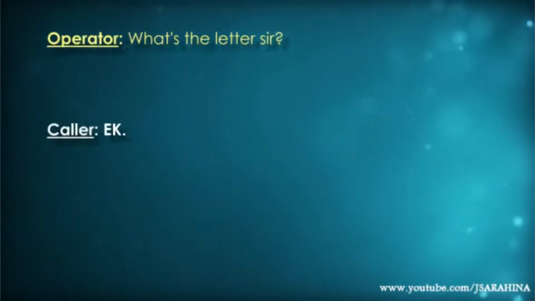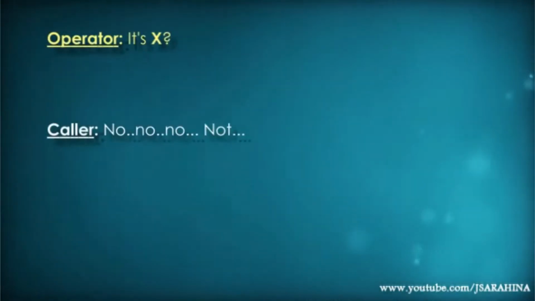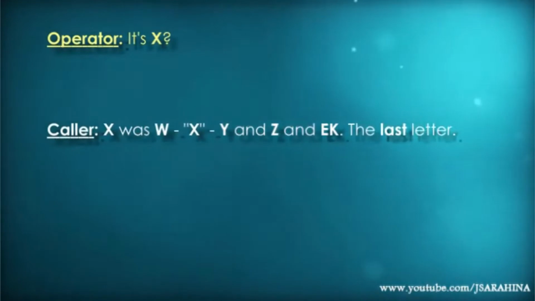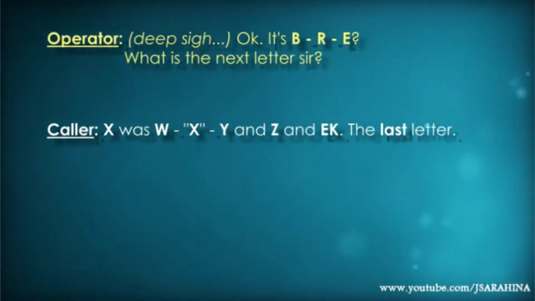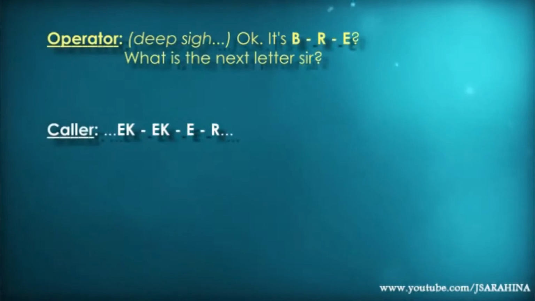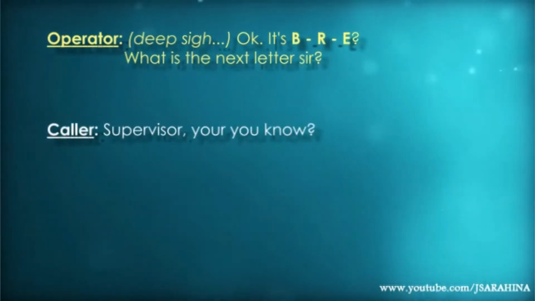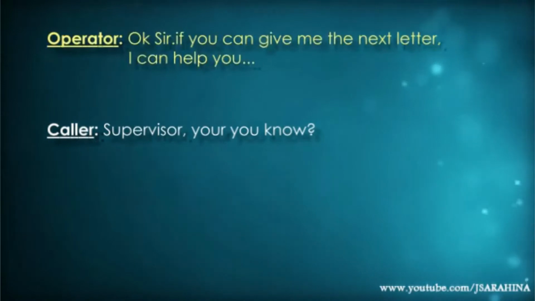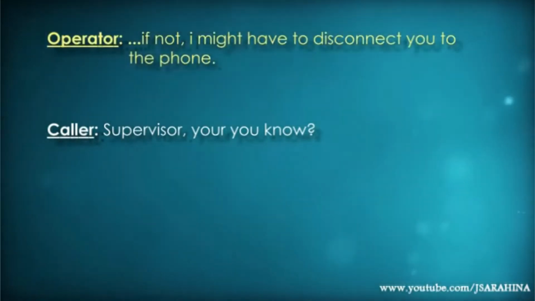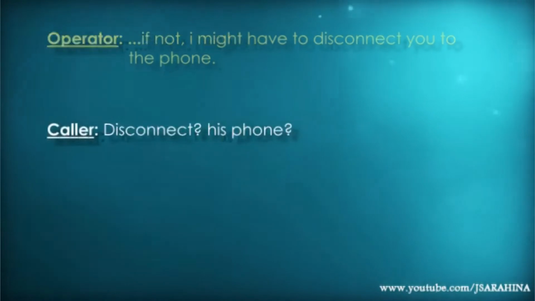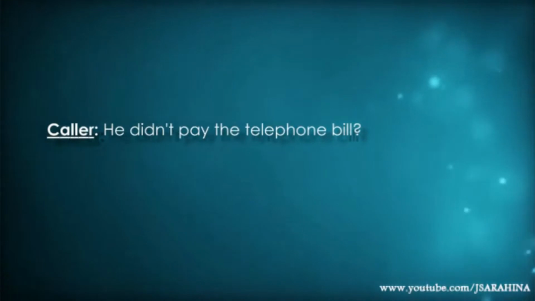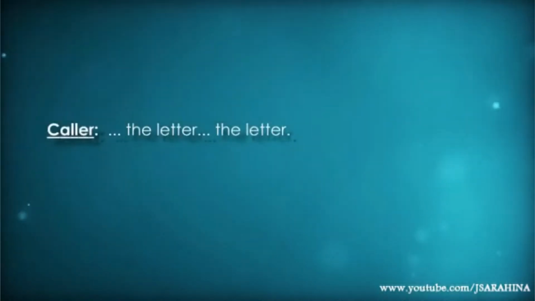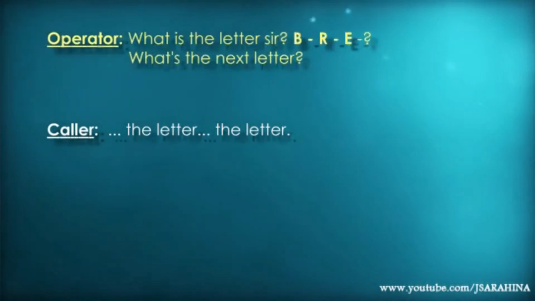Well, what's the letter, sir? X. It's X. No. X was a W, X, Y, Z, and X. The last letter. Okay, it's B-R-E. What is the next letter, sir? X, I-R. Supervisor, you know. Okay, sir, if you can give me the next letter, I can help you. If not, I'm going to have to disconnect from the phone. Disconnect his phone? Yes, I need you to give me the letter, sir. I'm giving you the letter. What is the letter, sir? B-R-E. What's the next letter?